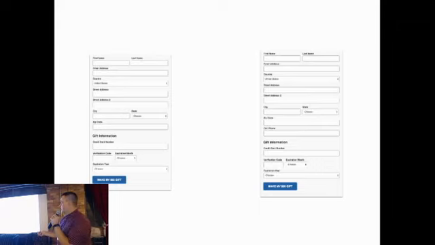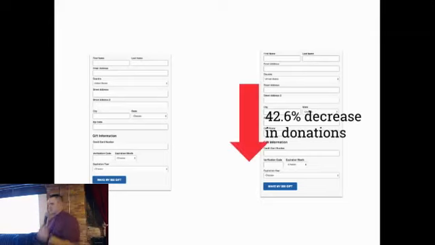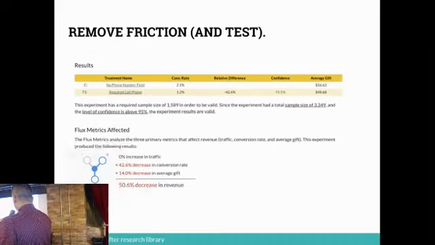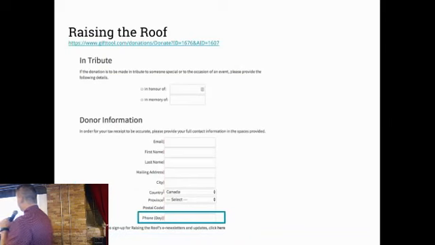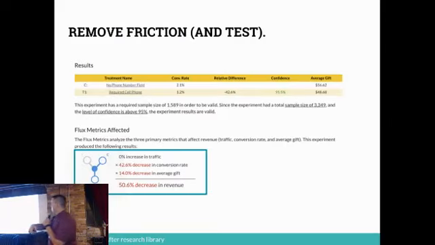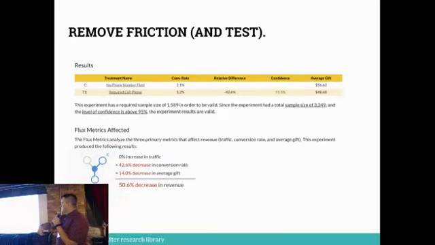So option 1, no phone. Option 2, with phone. Option 1, with phone or without phone, raised more money? Option 2, with phone. Decrease 42%. And if you carry it through, it's actually 50% revenue. So the conversion rate was down 42.6%, but the donation amount was actually more like 50%.